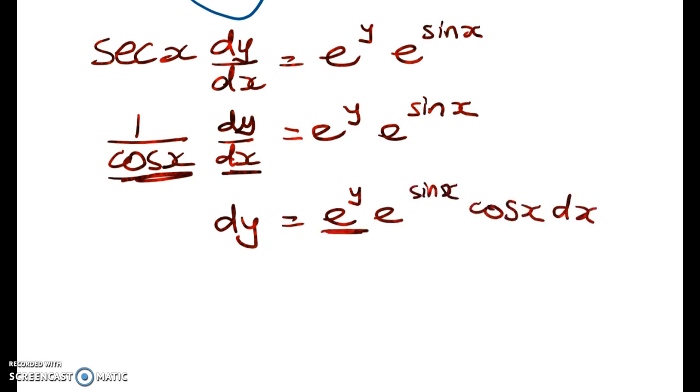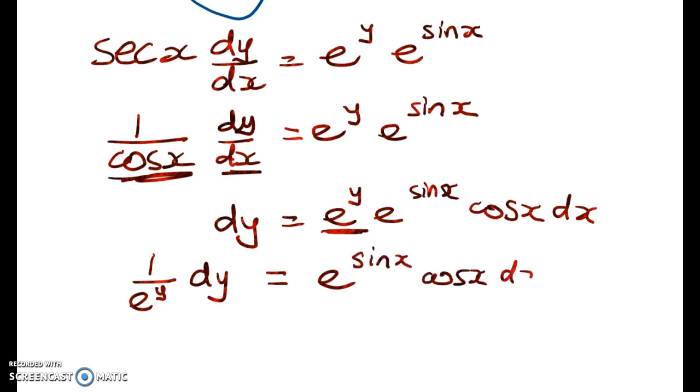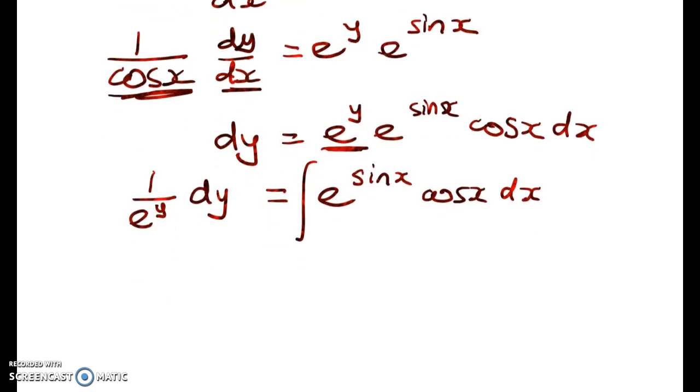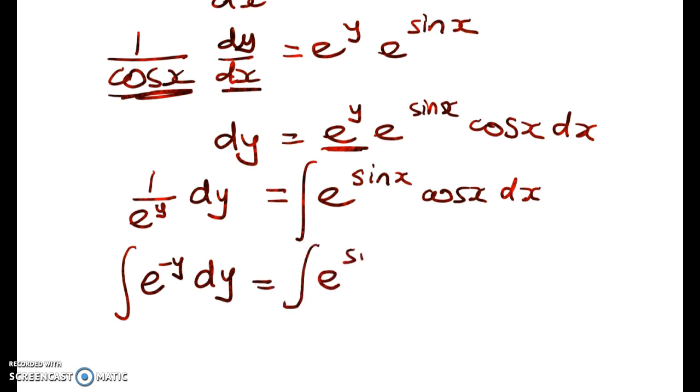Next step is to deal with the e to the y. So that's going to give me 1 over e to the y, dy on the left-hand side, and e to the sine x, cos x, dx over here. So we're ready to integrate on that side. Just going to change 1 over e to the y to e to the power of negative y. And now we're good to integrate.